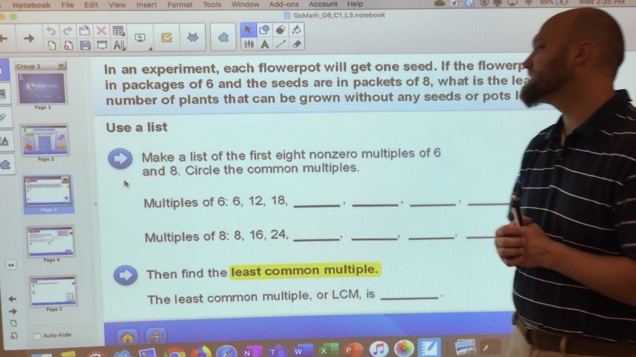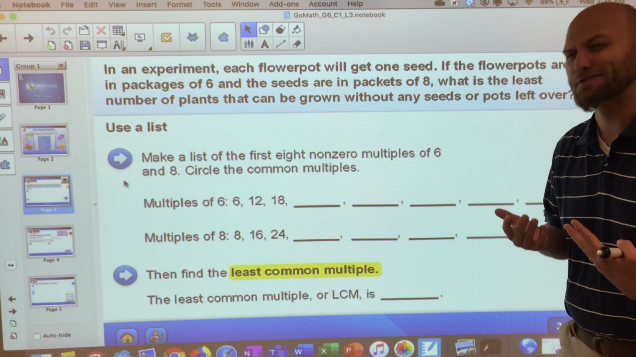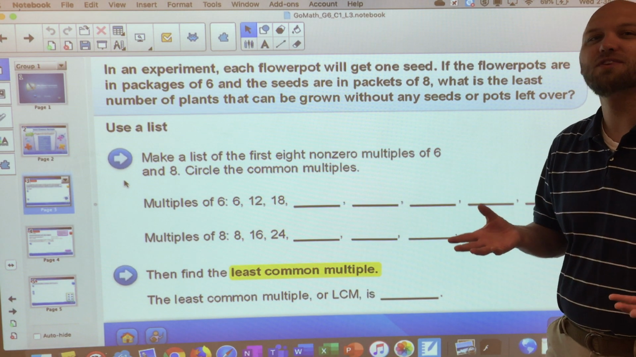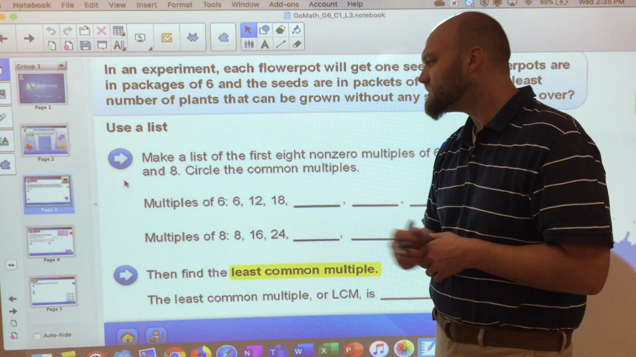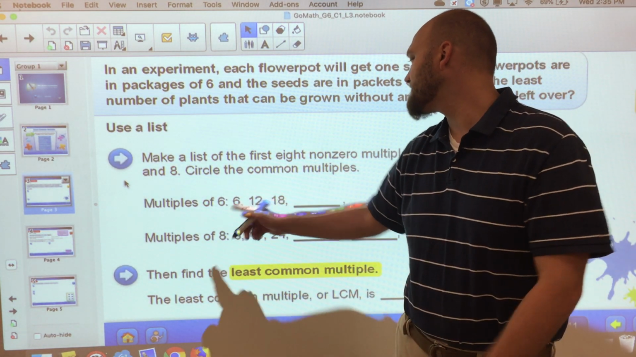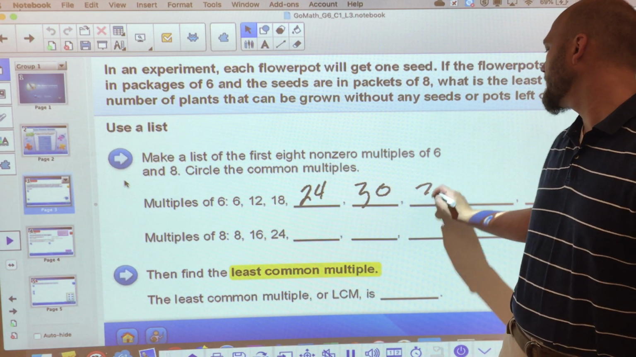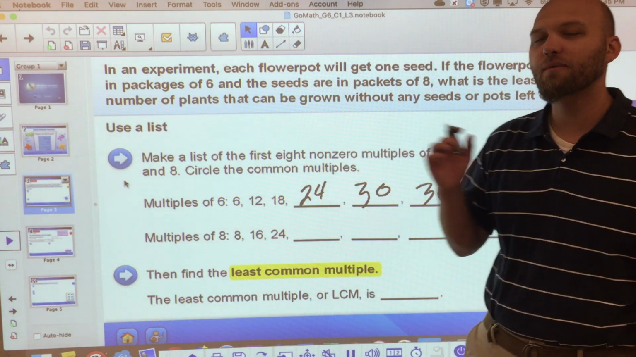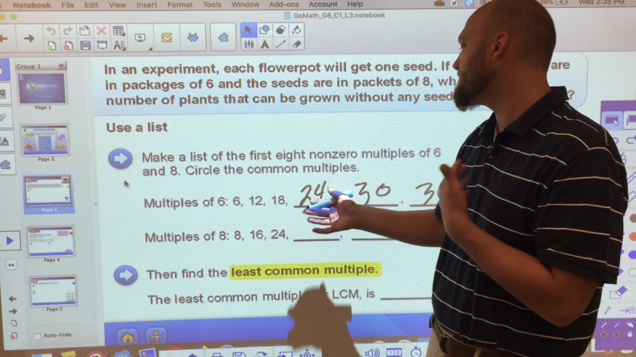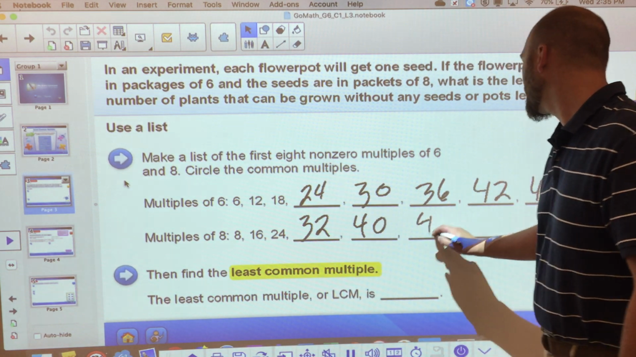So for example, if we make a list of the first 8 non-zero multiples of 6 and 8, I love how they have to tell you that it's non-zero. Yes, 0 is a common multiple of every number. We're not going there. So we start with our multiples of 6: 6, 12, 18, 24, 30, 36, 42, 48. And we have our multiples of 8: 8, 16, 24, 32, 40, 48.